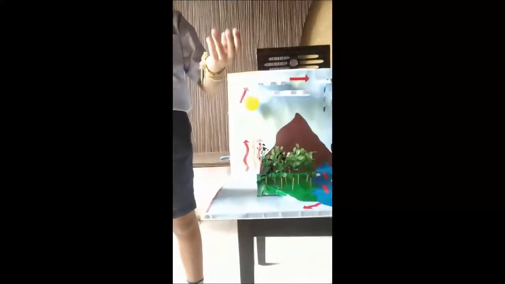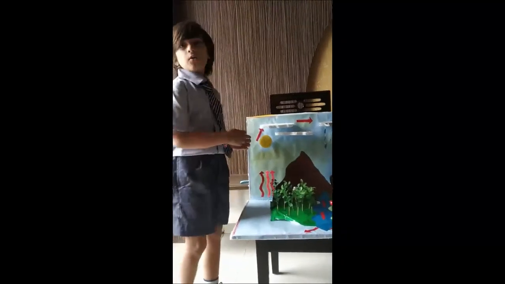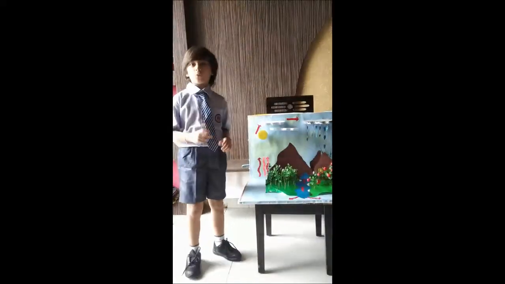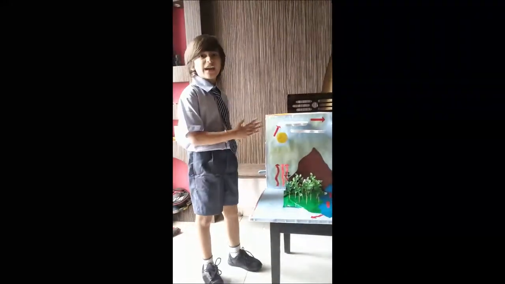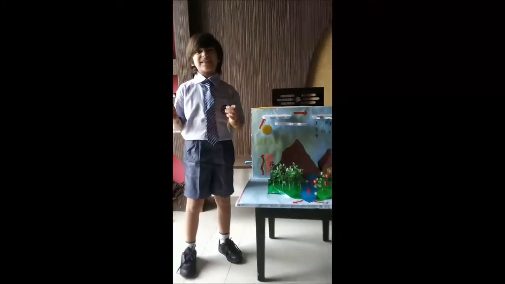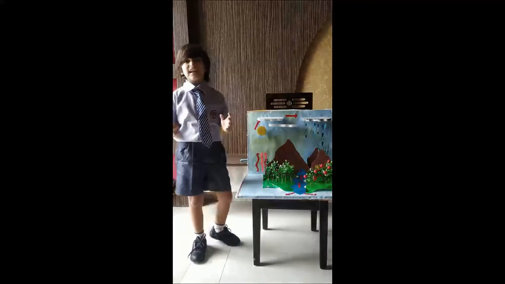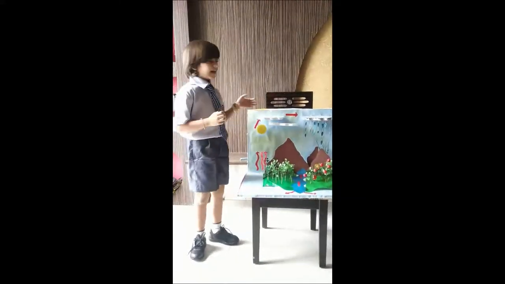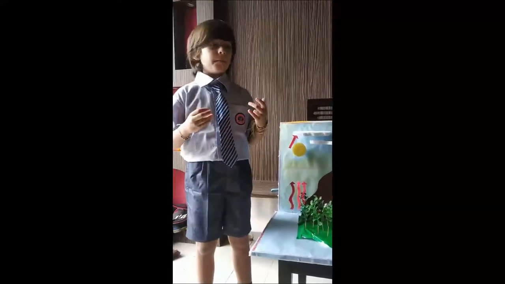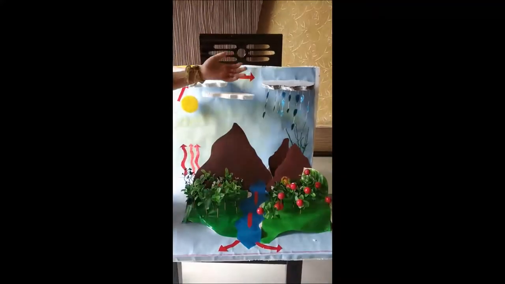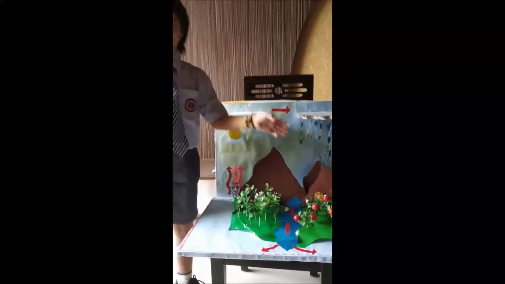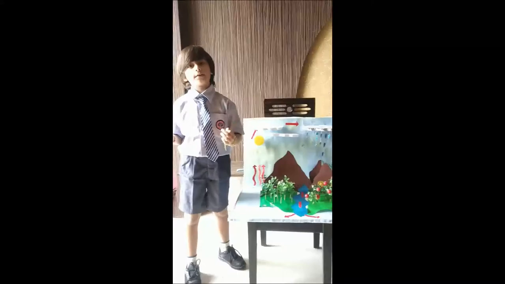In summers, water bodies like lakes, rivers, seas, etc. get heated and go through the process of evaporation, and that water rises up in the sky and comes in contact with cool air and forms tiny water droplets. As those water droplets join, they form clouds. As the clouds become heavier, they become rain clouds and fall as rain. So again, this rainwater goes into seas, lakes, rivers, etc.